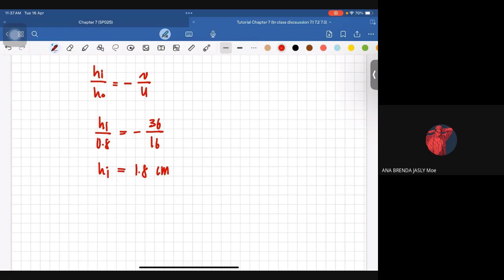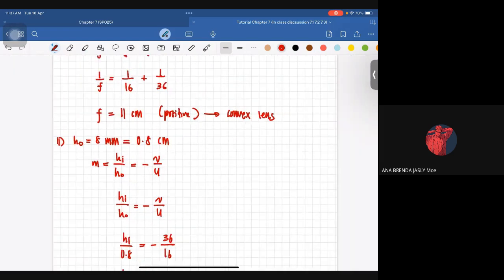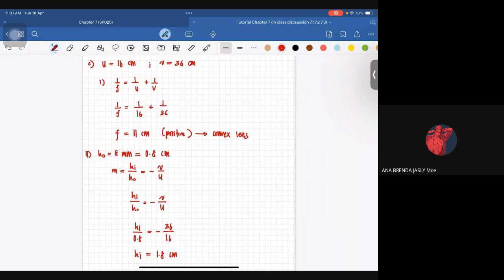Okay, alright, ada soalan? Ini soalan-soalan PSPM tau. It's quite straightforward, cuma kamu perlu ingat sign convention je lah.